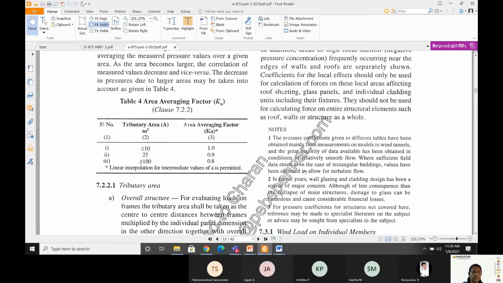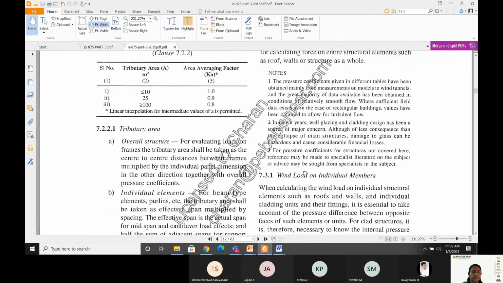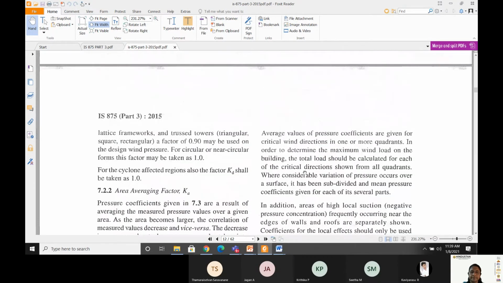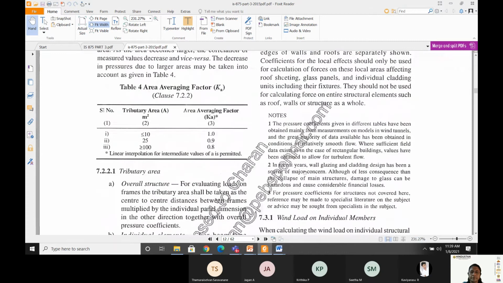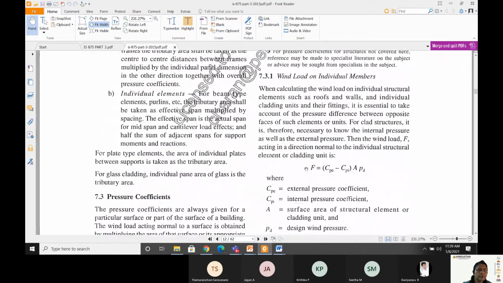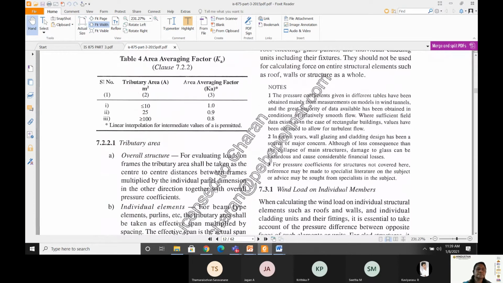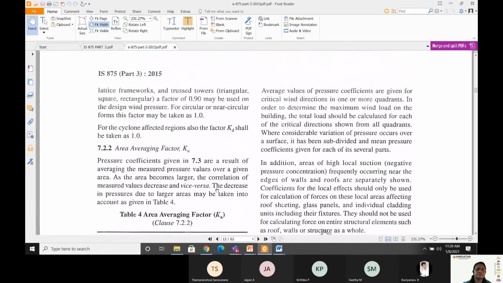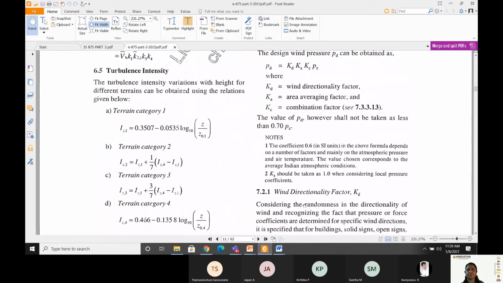What about Kc? You can go through that. For a plate type element, the area of the integer plate is taken as the tributary area. These values are not that important. In a simple way, you can take the design wind pressure as 0.7 Pz. This is the maximum value, 0.7 Pz.